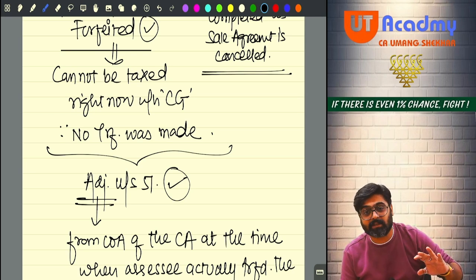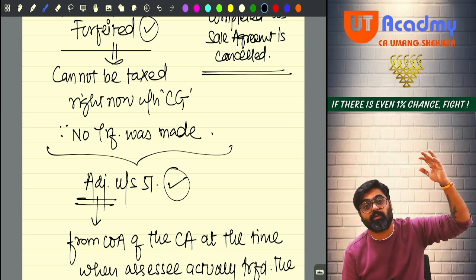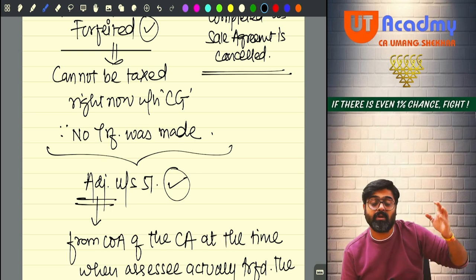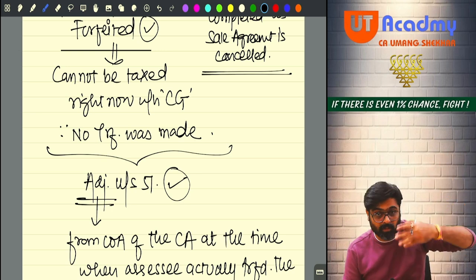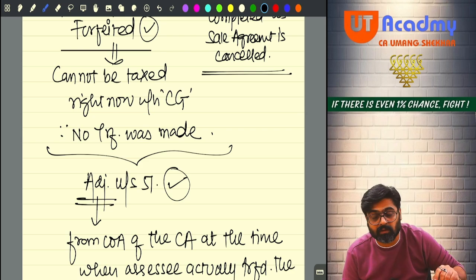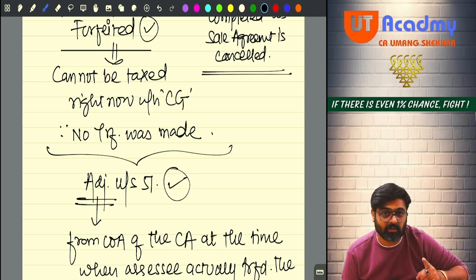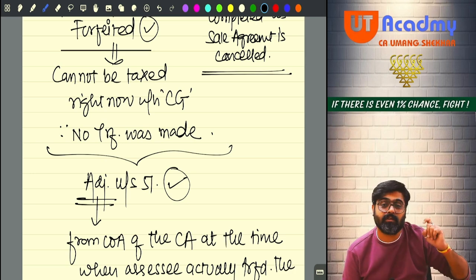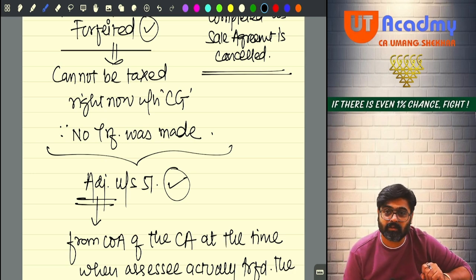Sometimes it will be taxed, but the taxability will happen after 5 years, 10 years, 15 years. Just imagine, amount is received right now and it will be taxed after 5, 10, 15 years. Why? Because the property was actually transferred after 5, 10, 15 years. Till that time there is no chargeability of this amount. And this section was an area of tax evasion also for many assessees.